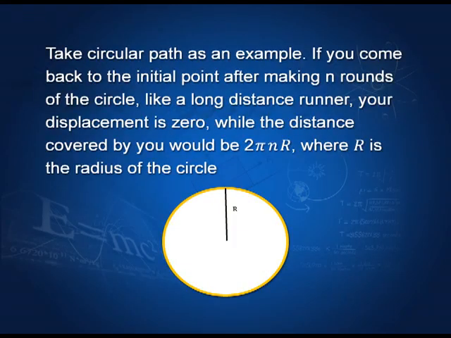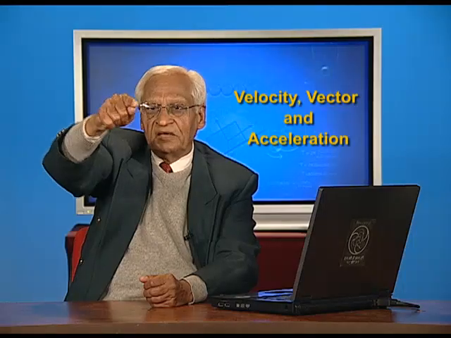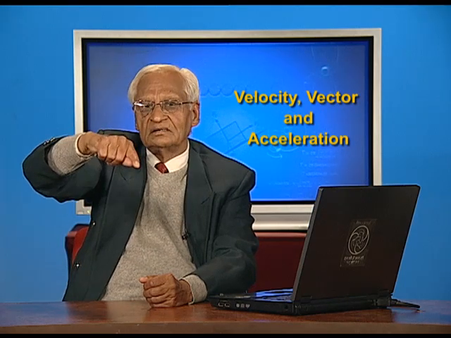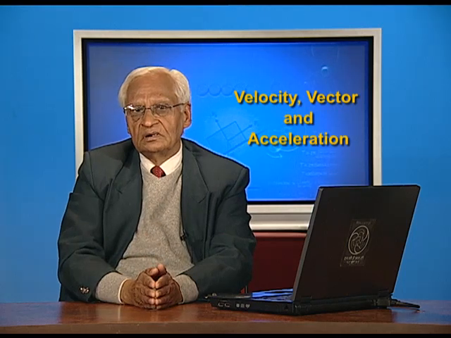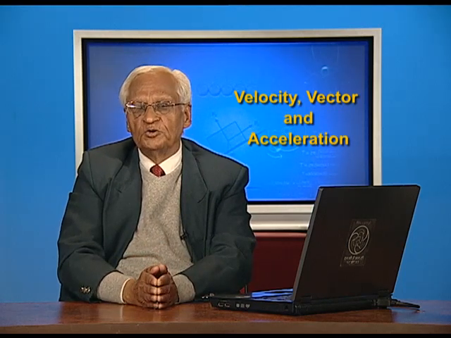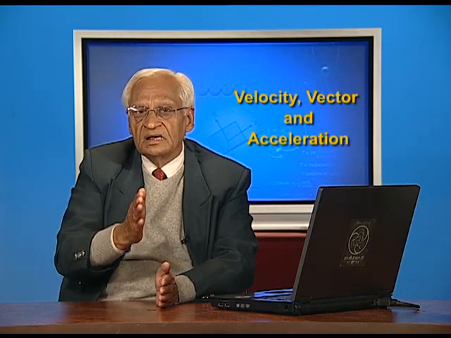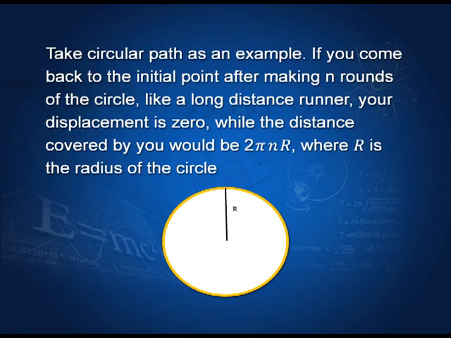In fact, if you go around a circle many times, as a runner does in a race, you come back after one circular path to the same point. So, your displacement is 0. But in one circle, you have covered a distance equal to 2 pi r. If you went n times round this circle and came back to the same point, your displacement will be 0, but the distance covered by you would be 2 pi r times n, the number of rotations that you take.